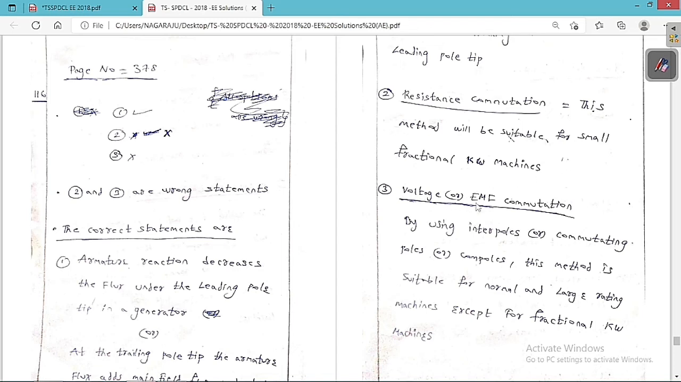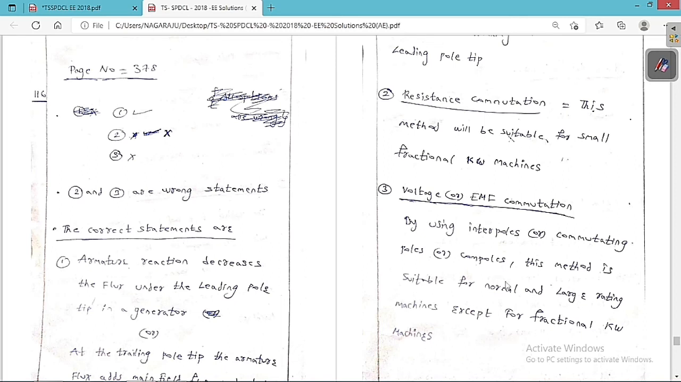Whereas voltage or EMF commutation, by using interpoles or commutating poles or compoles, is suitable for normal and large rating machines except fractional kilowatt machines. I have already told you this very important point. Voltage commutation, or EMF commutation, means we reduce the voltage at the commutation coil with the help of interpoles or commutating poles. By this we reduce the armature reaction and the reactance voltage across the commutation, so the spark can be reduced. All these things I have already told you.